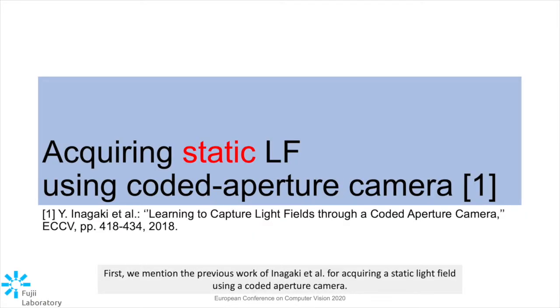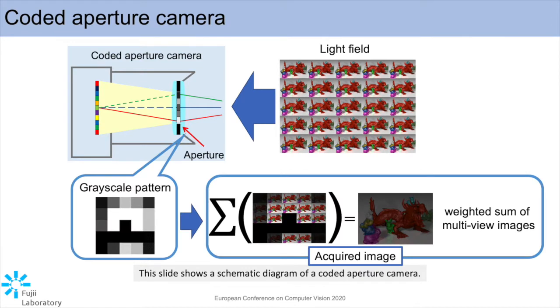First, we mention the previous work of Inagaki et al. for acquiring a static light field using a coded aperture camera. This slide shows a schematic diagram of a coded aperture camera. Here, we assume that the target light field consists of 5x5 views. We can control the transmittance pattern of the aperture plane as shown below. Here, each square on the aperture plane corresponds to a single view in the light field.